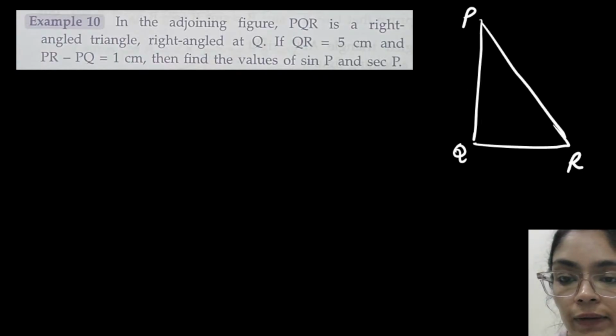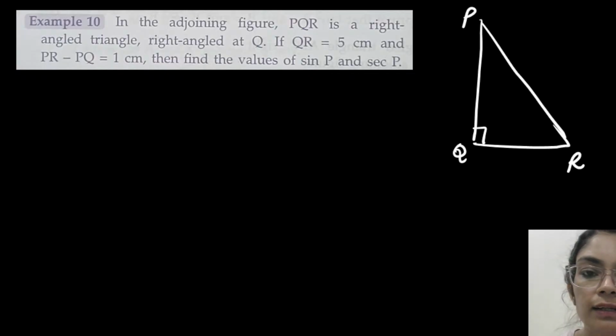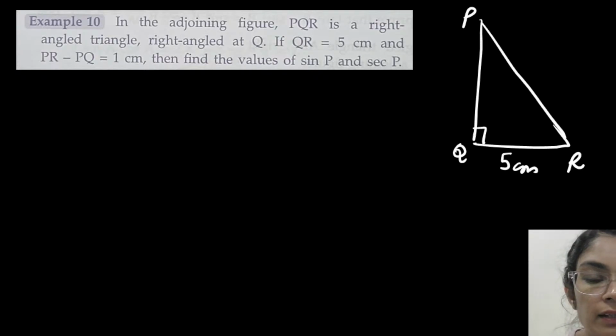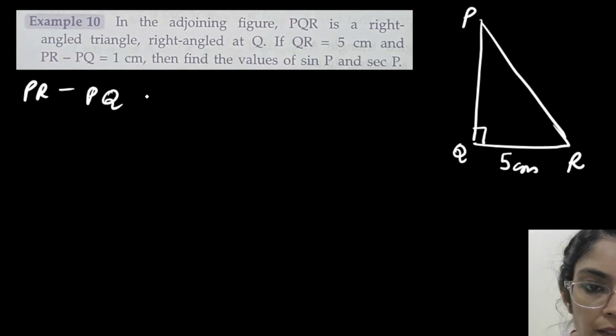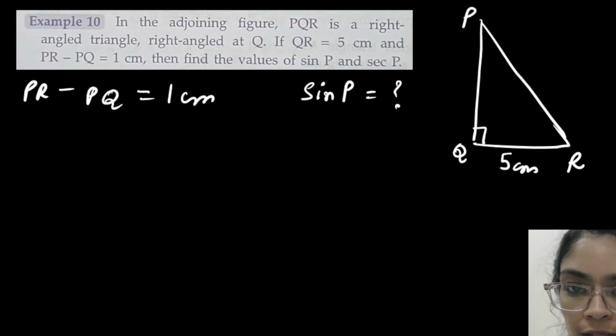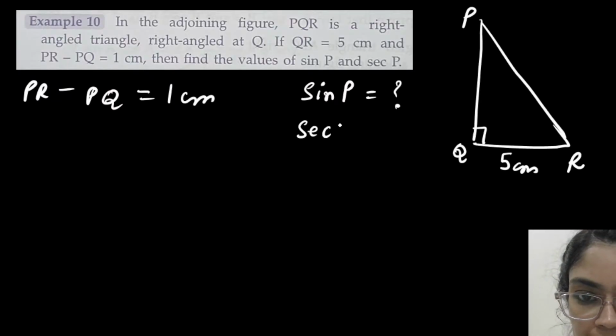So PQR is a right angle triangle, right angled at Q. QR is given to us as 5 centimeters. And another thing which is given to us is PR minus PQ, which is 1 centimeter. We have to find the value of sin P and we have to find the value of sec P.